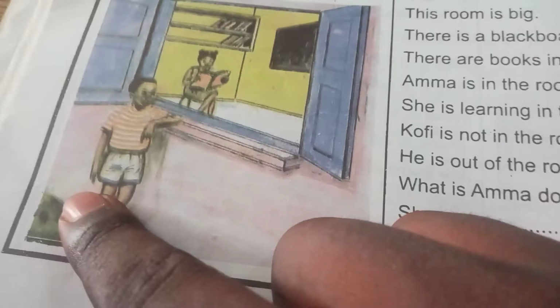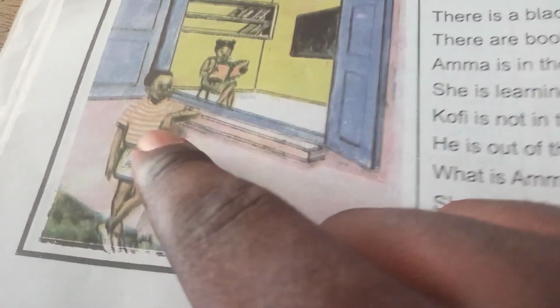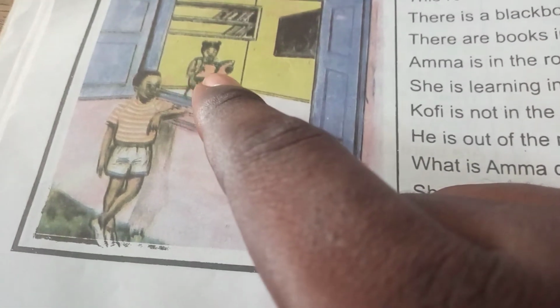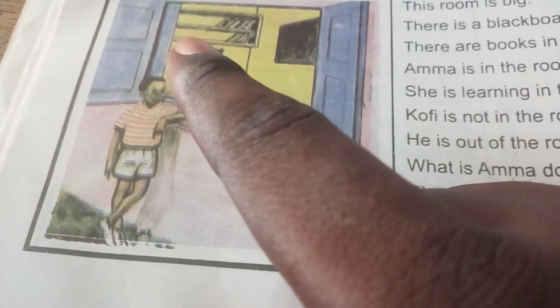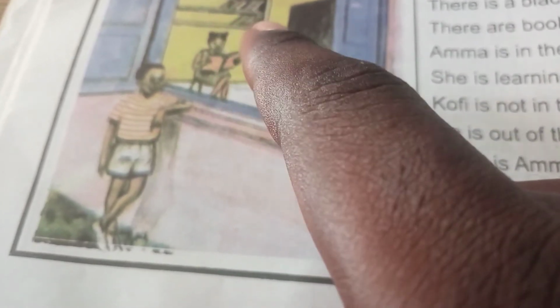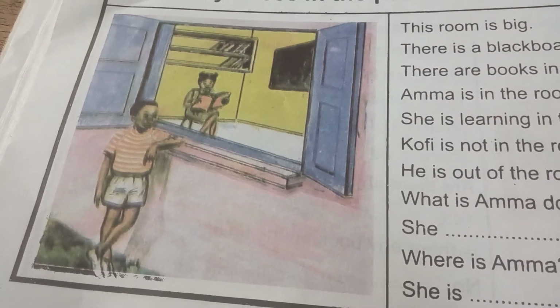Now in the picture you can see that there's someone outside the room and there's someone in the room. The one in the room is sitting on a chair and is reading a book. There's a blackboard here and there's also a shelf where books are packed in. Okay, so the books are packed on the shelf there nicely. So this is the passage that we are going to read. Okay, let's come to the main passage.